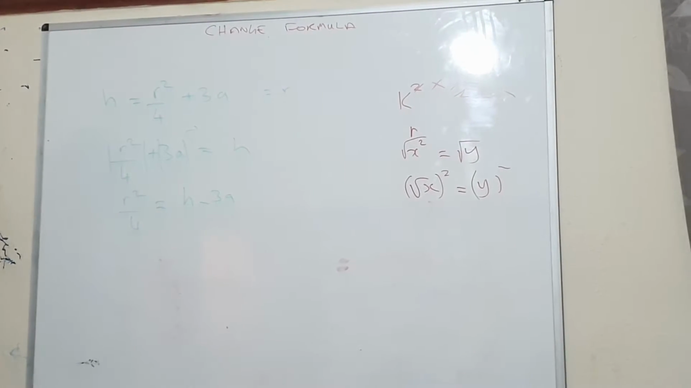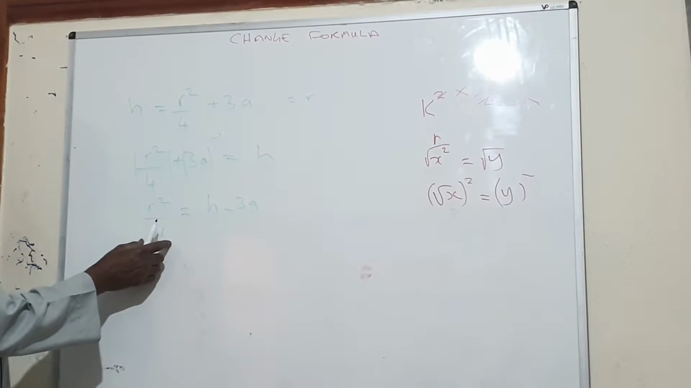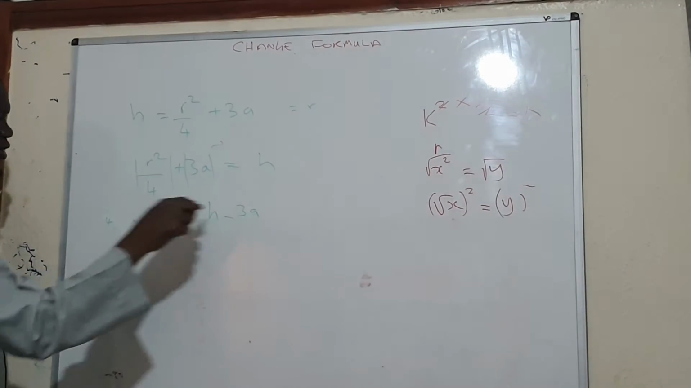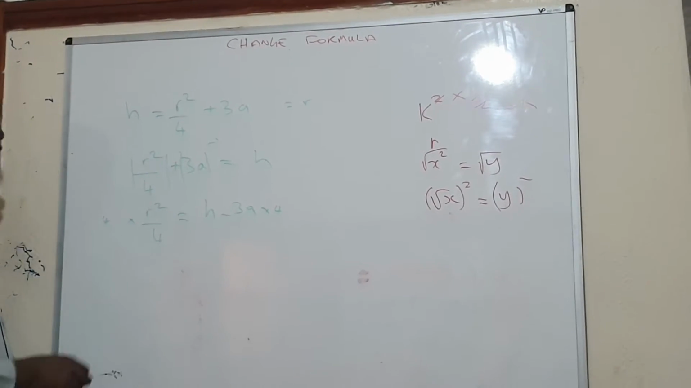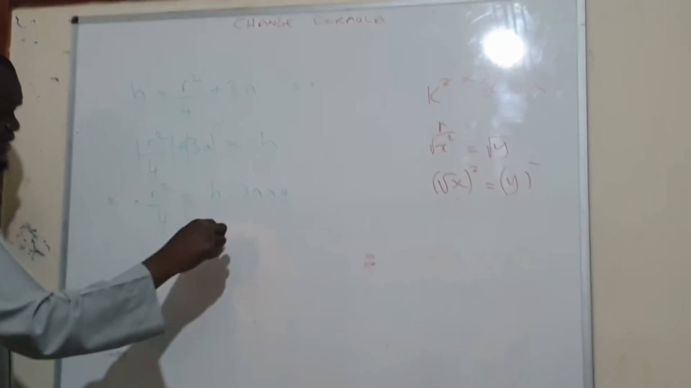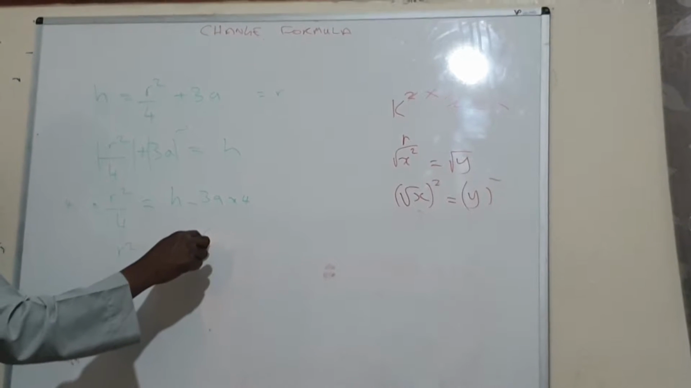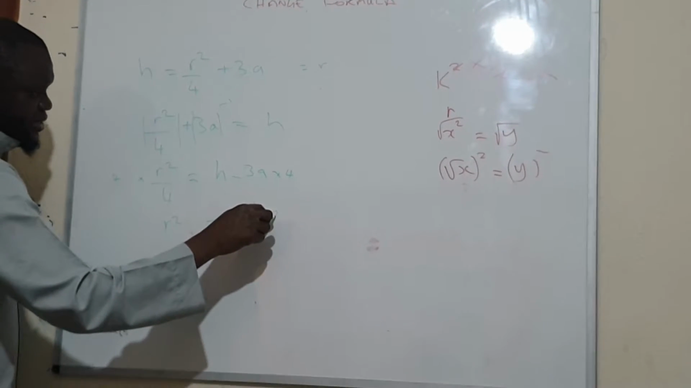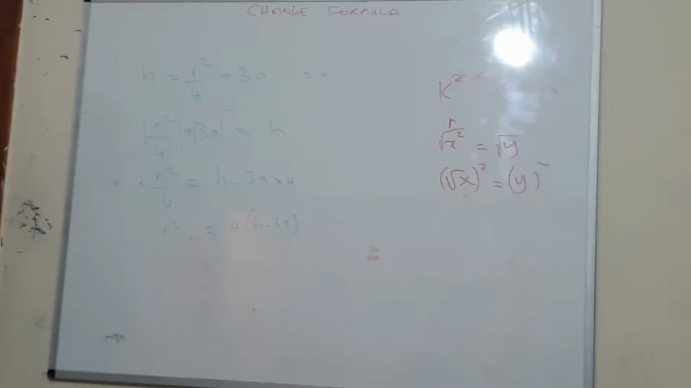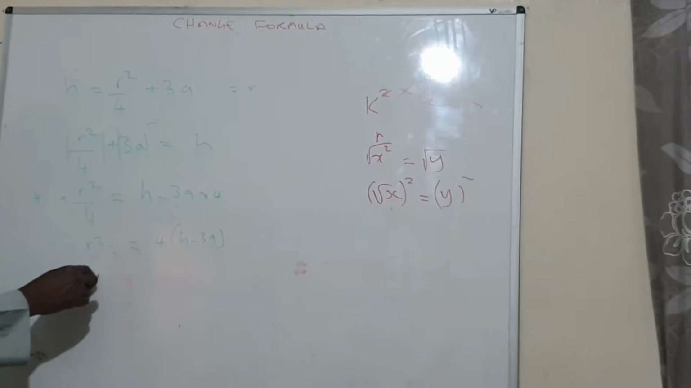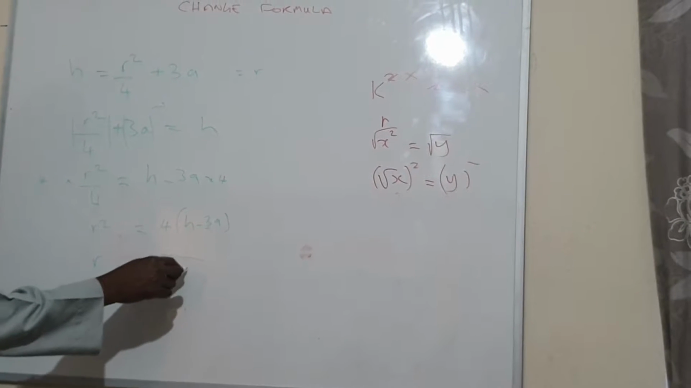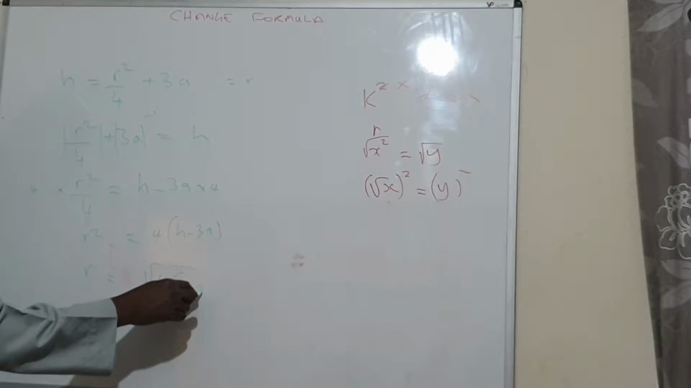Now what do we do? The 4. We have to eliminate the 4. How do you eliminate the 4? We multiply both sides by 4. So here we are left with only R square is equal to, don't leave this like this, put 4 outside and then multiply all that thing in the bracket. Now we have got it. Therefore now, R will be equal to what? Square root of all these: 4 into H minus 3A.